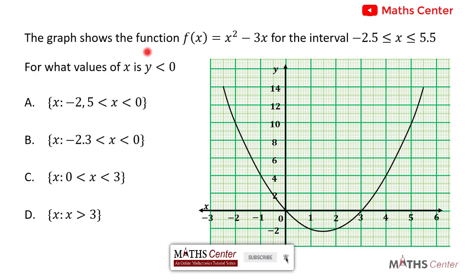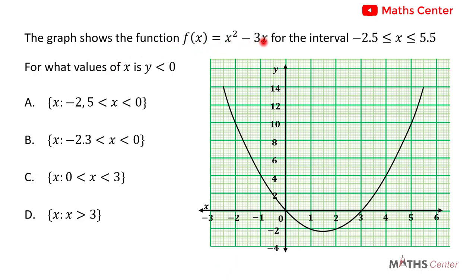The graph shows the function f(x) = x squared minus 3x for the interval x between negative 2.5 and 5.5. For what values of x is y less than 0? This is a multiple choice question, and so you solve the question and then you choose the correct option.